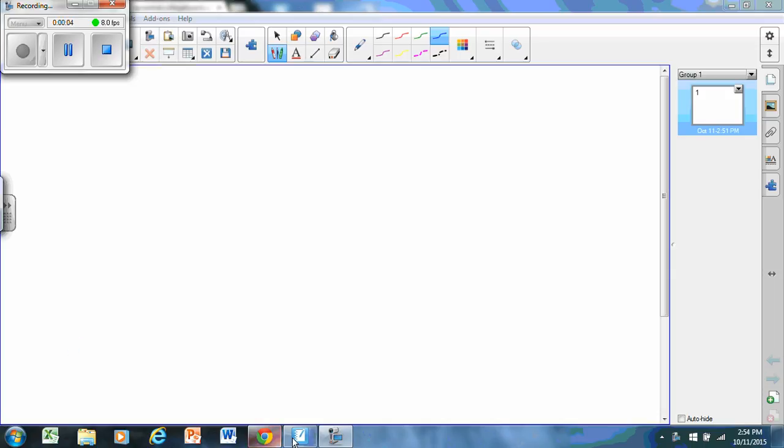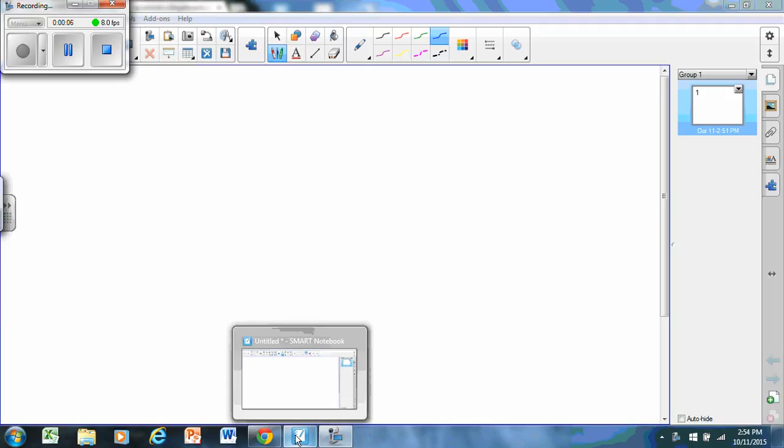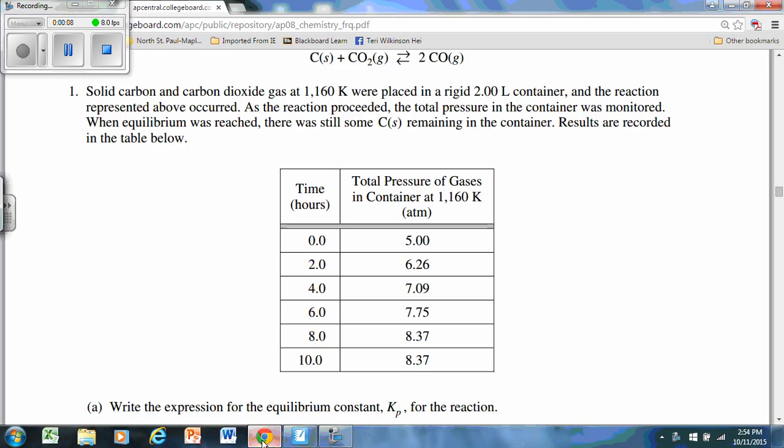This is my favorite equilibrium problem of all time. There's a number of reasons. I really like this part because one of the big concepts of equilibrium is when there's no net change in the system, or the forward reaction and the backward reaction are occurring at the same rate.